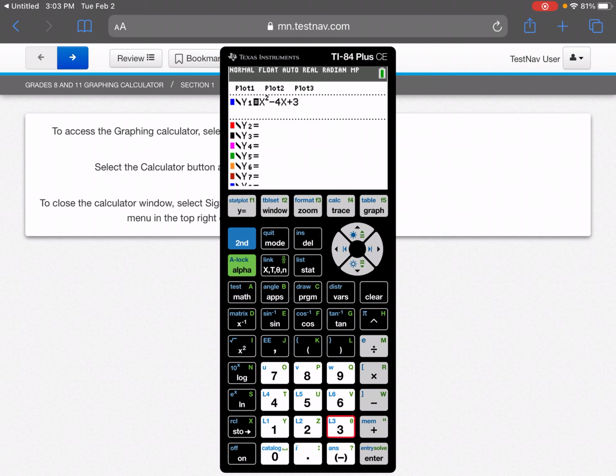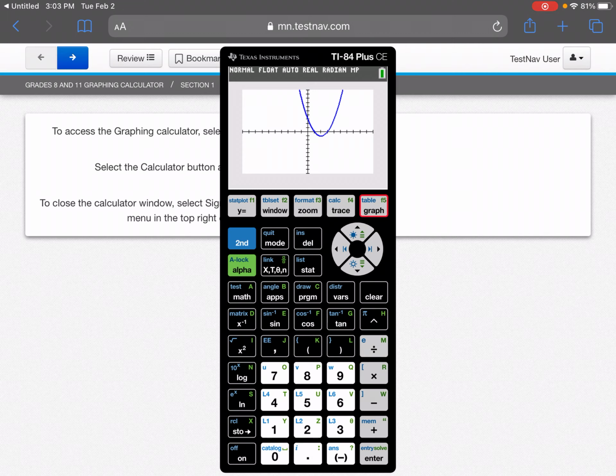Now, I'm going to press graph. Okay, I know it needs to look like this. Notice that is a parabola. If you press graph and it doesn't look like a parabola, you typed something in wrong. So just go back and fix that and check your work, because it always should look like a parabola.